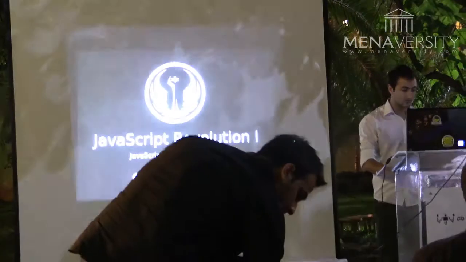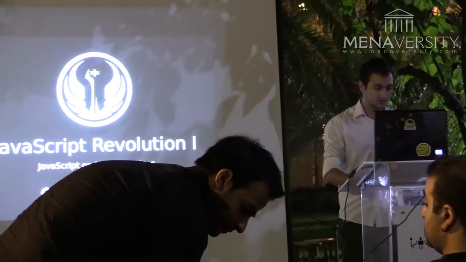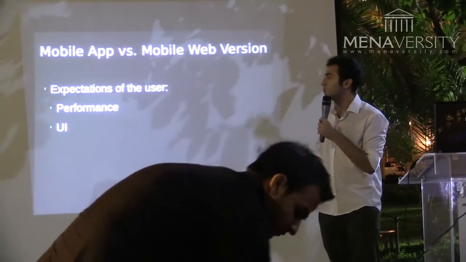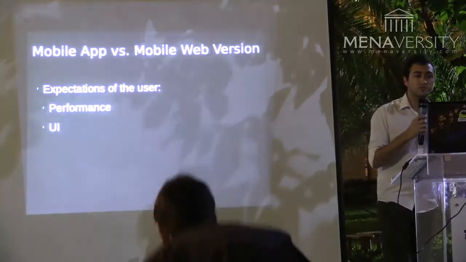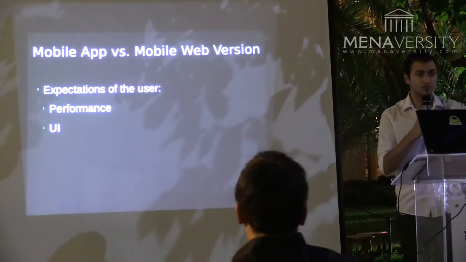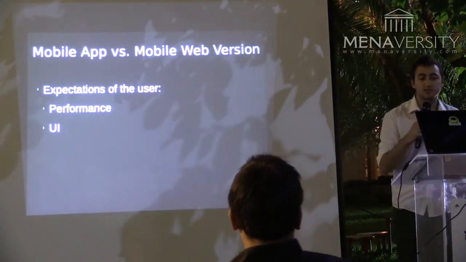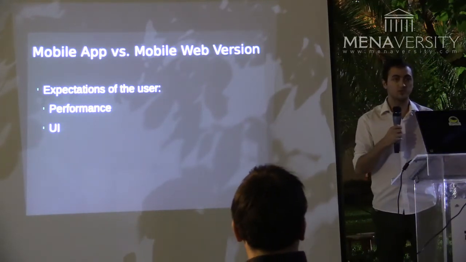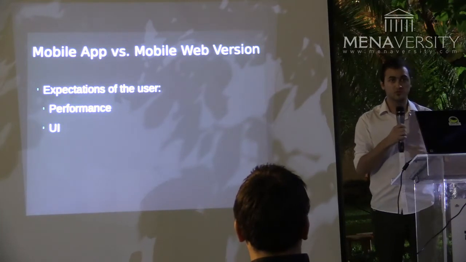So I'm going to talk about JavaScript on mobile devices. What's the difference between a mobile application and a mobile web version? An example of a mobile application is Twitter for Android or Twitter for iPhone, whereas an example of a mobile web version is when you open a browser on your phone and navigate to mobile.twitter.com.